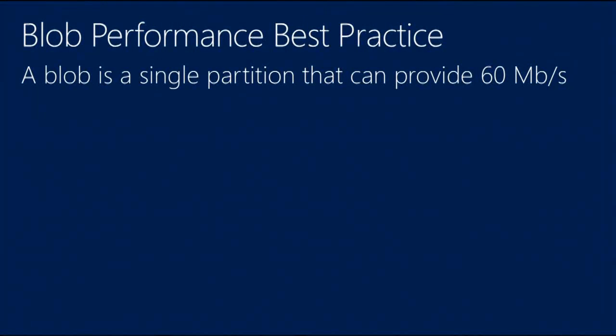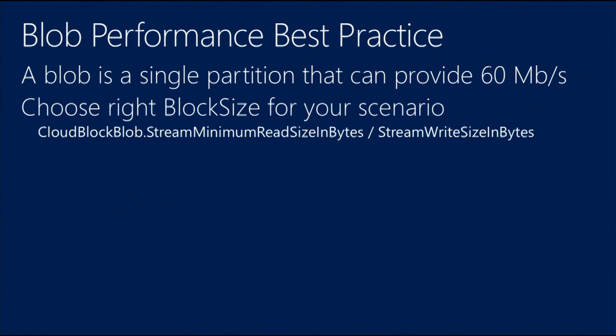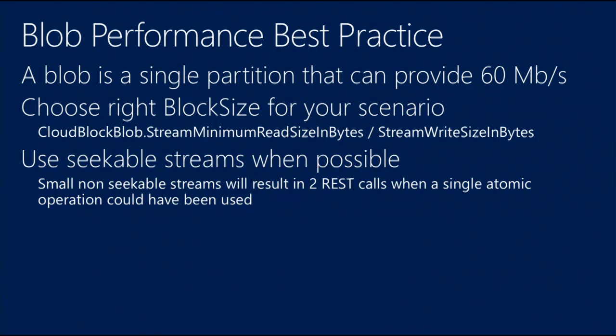All right, so we'll jump right into blobs. Best practice: a blob is a single partition, which is good for 60 megabytes per second. You want to choose the right block size for your scenario, so there are some client properties to configure what you write and what you read. We'll do some experiments about that a little bit later. And then use seekable streams when possible if you're using the client API.